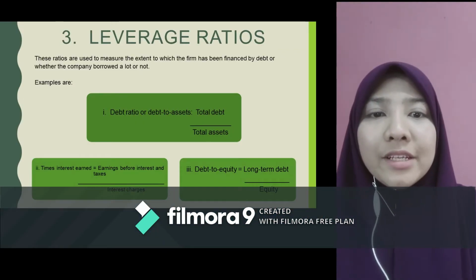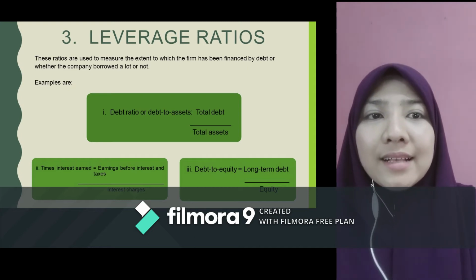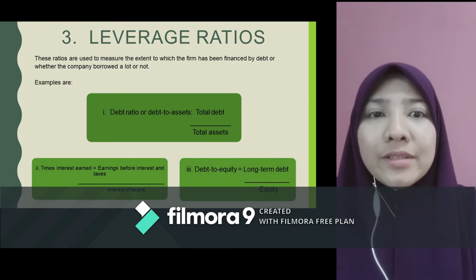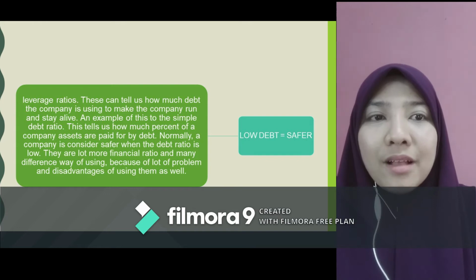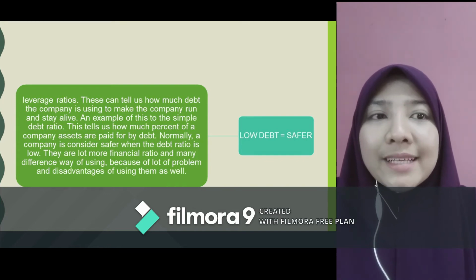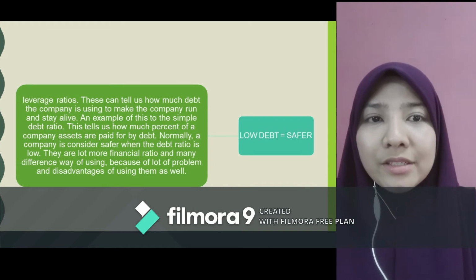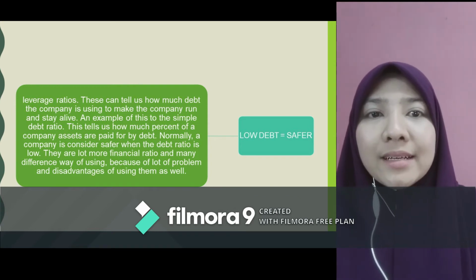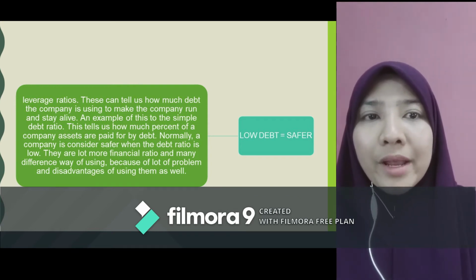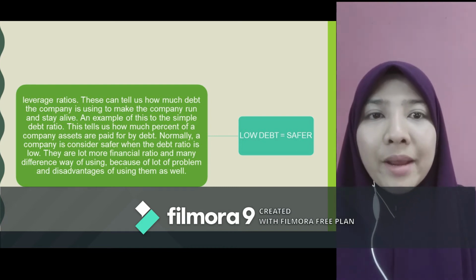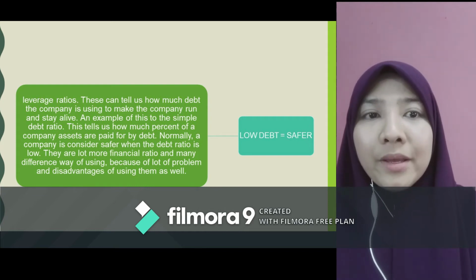What about leverage ratio? This can tell us how much debt the company is using to make the company run and stay alive. An example of this is the simple debt ratio, which tells us how much percent of a company's assets are paid for by debt. Normally, a company is considered safer when the debt ratio is low. There are lots more financial ratios and many different ways of using them, because of lots of problems and disadvantages of using them as well.